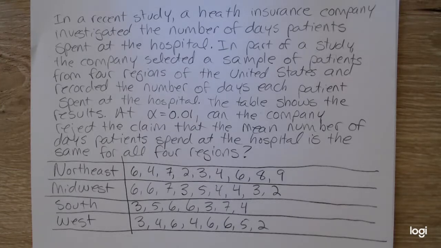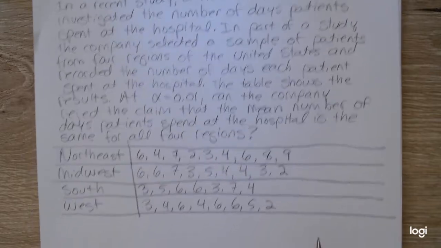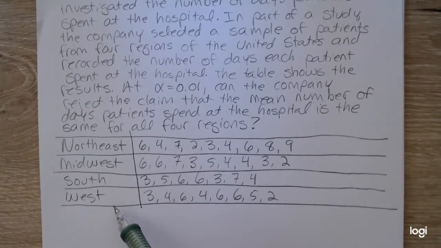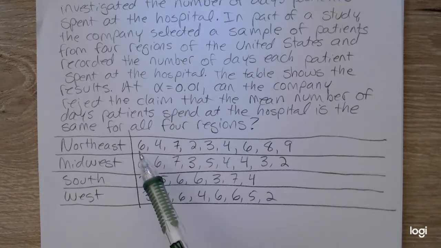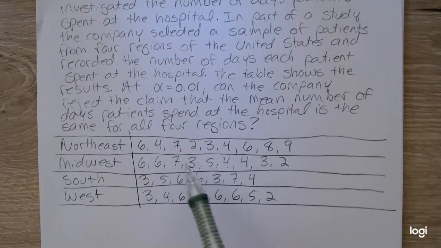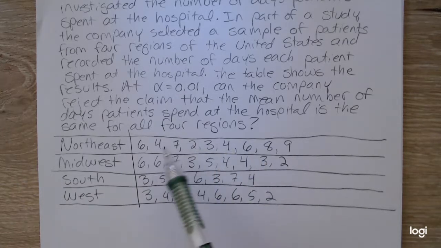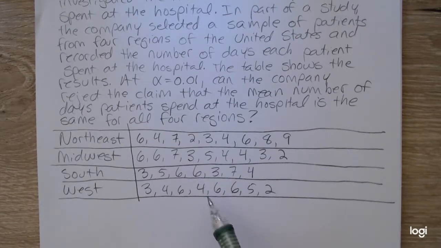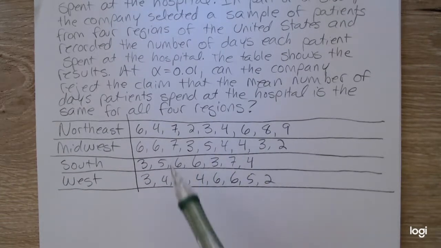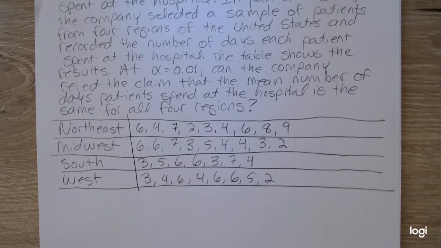At alpha equal 0.01, can the company reject the claim that the mean number of days patients spent at the hospital is the same for all 4 regions? All right, so I have 4 independent regions, and here are the number of days the patients stayed at the hospital. I don't have the same sample sizes for all 4, but they're reasonably close. You just don't want one to have a sample of 3 and another to have a sample of 15, for example. You want it to be reasonably balanced.